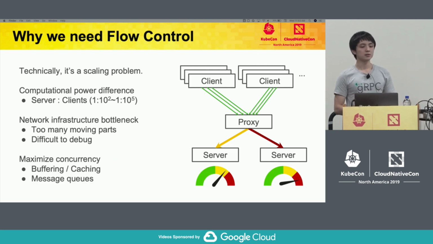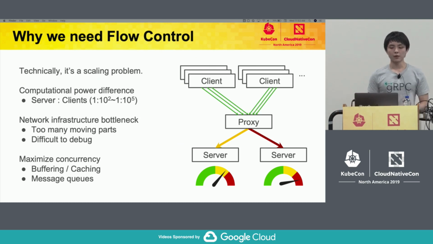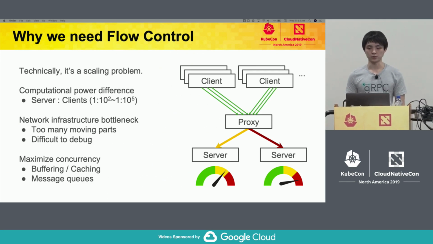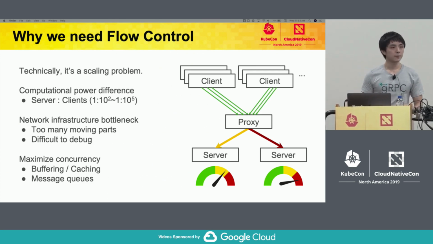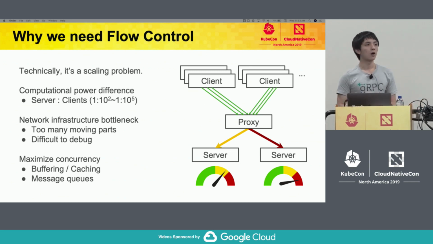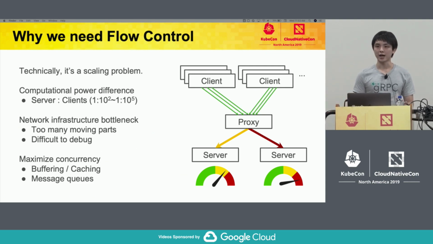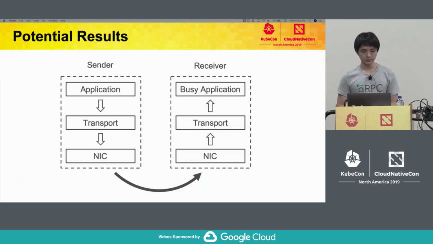Also, to make things worse, people love to maximize the concurrency of their application by using buffering, caching, or message queues, which I agree boosts the performance a lot, but also puts a lot of pressure on memory resources. So, in a word, if you are just writing unit tests or building toy projects, you don't need to worry about flow control. But if you are serious, you should pay attention to it.